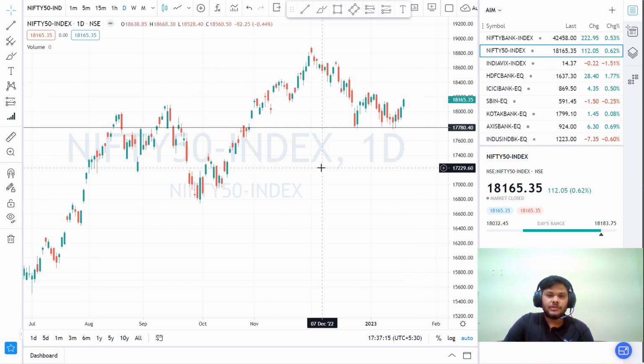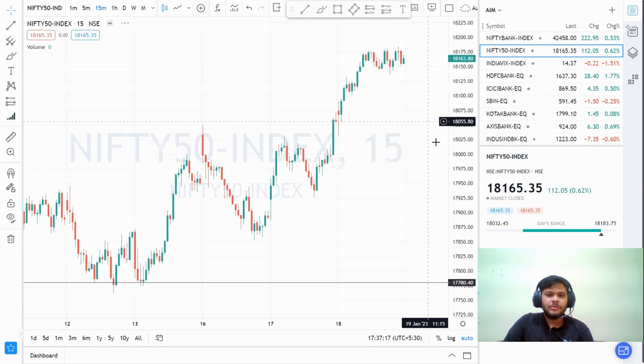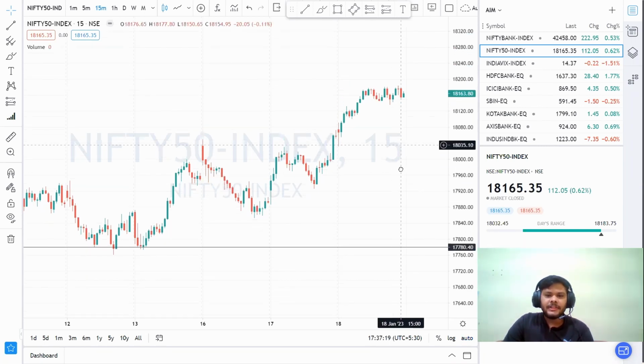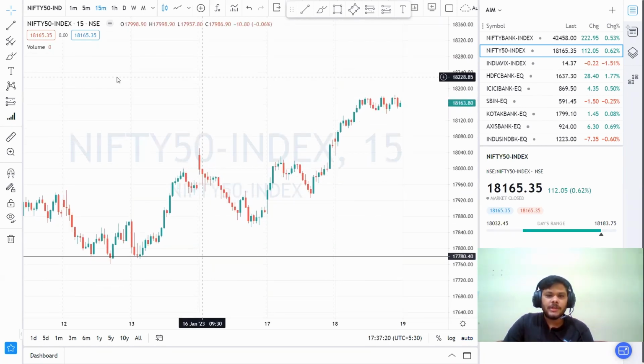So now let's look into the 15-minute candle, where you can take a trade for buying or selling. In the 15-minute candle, one thing you can clearly notice is that when the market opens flat or with a small gap up it continuously goes up, and in the last 2 to 3 hours it goes pure sideways.